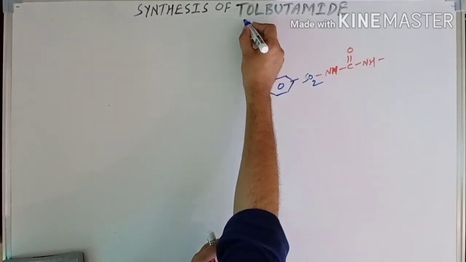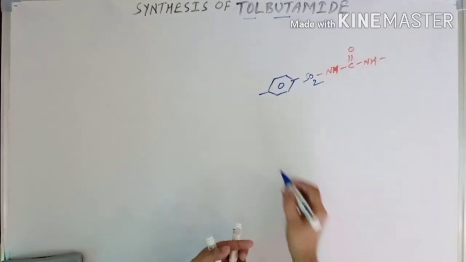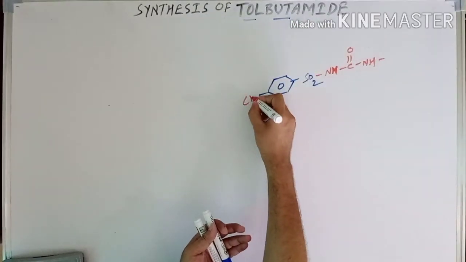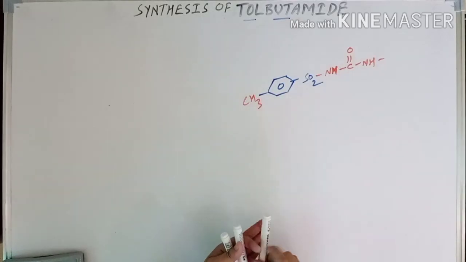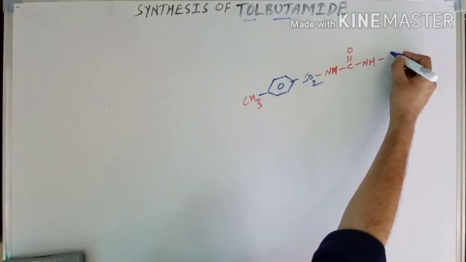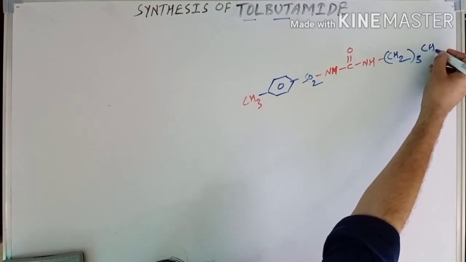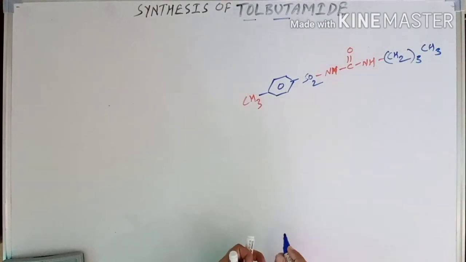Now the name of this drug is tol and buta. Tol means toluene. So how will you make toluene? If I add a methyl group over here, then this becomes toluene, and buta means butyl, so CH2 thrice CH3. So this is the structure of tolbutamide.